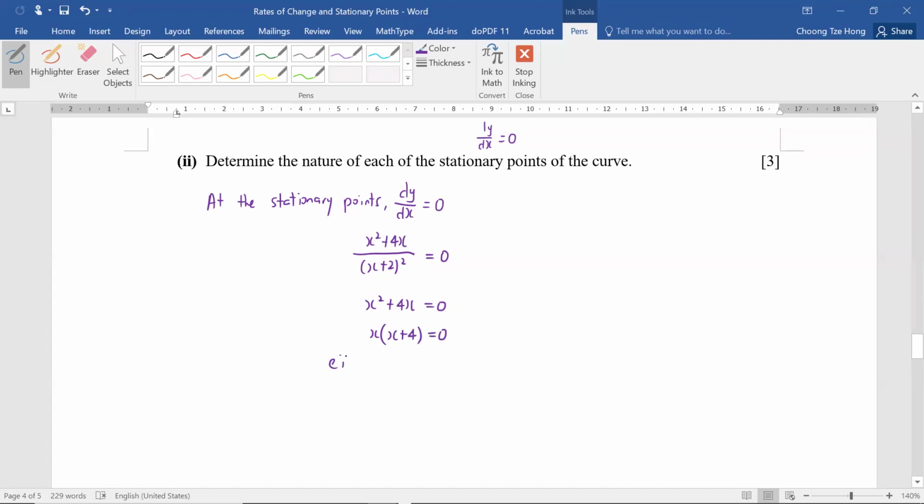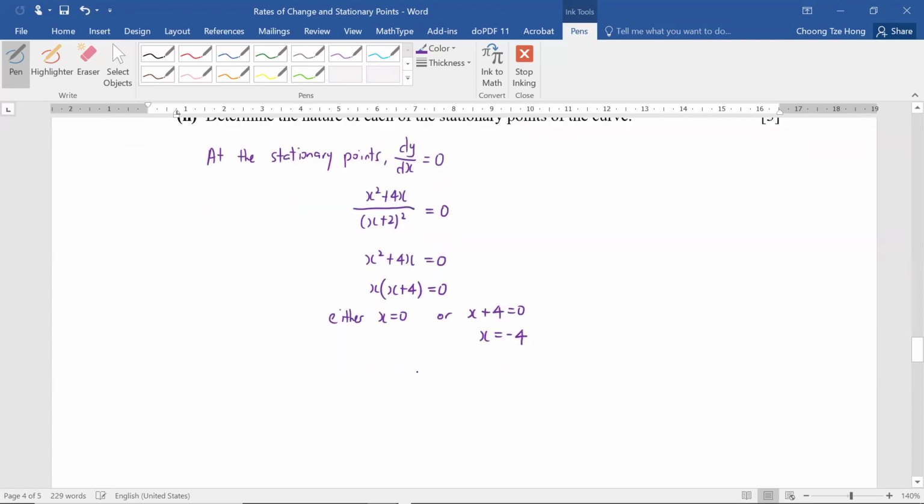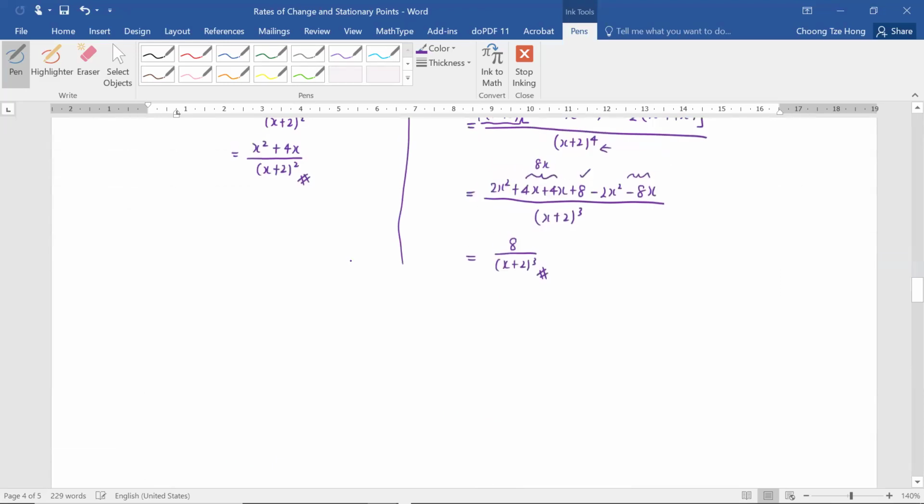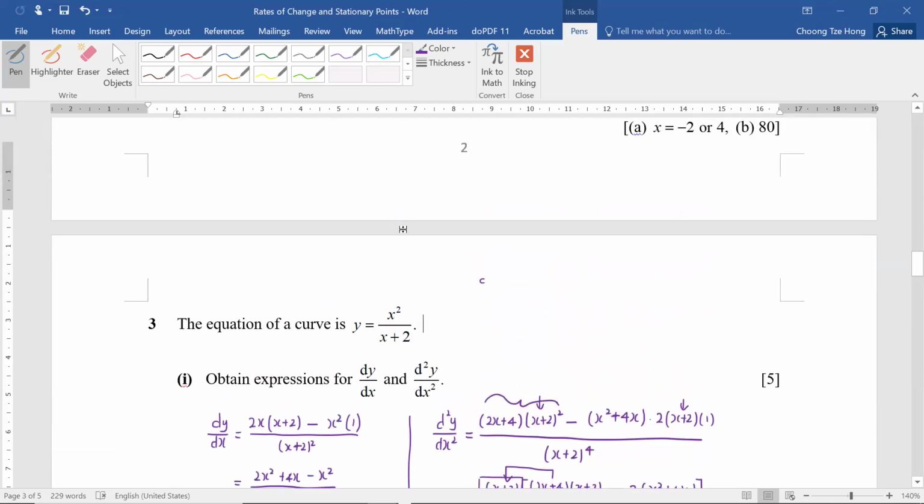Either x equals 0 or x + 4 equals 0, which means that x equals -4. So this is the x coordinate of the two stationary points. Let's find the y coordinate also. When x is equal to 0, you sub it back inside the original equation, to find the y coordinate.